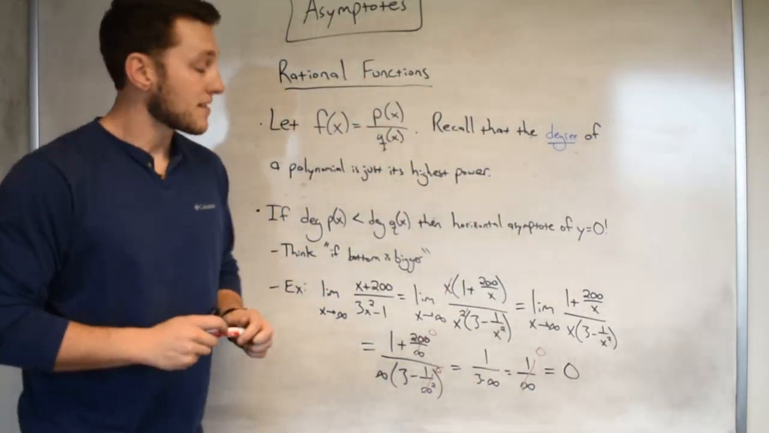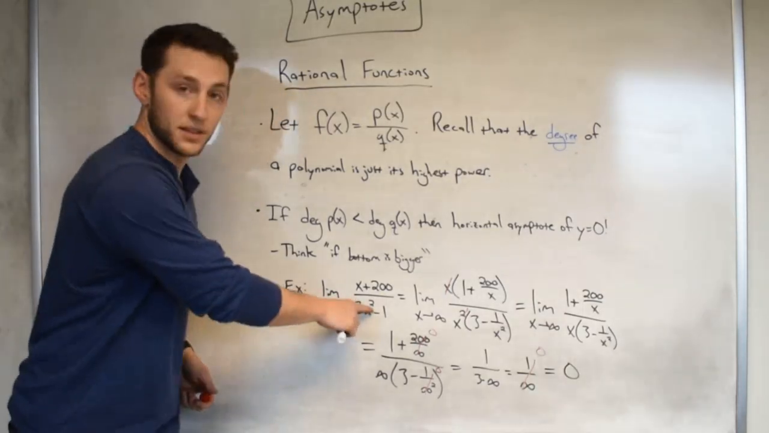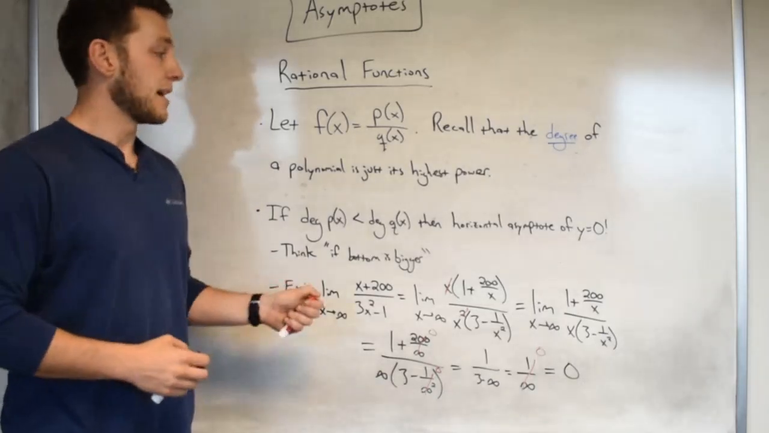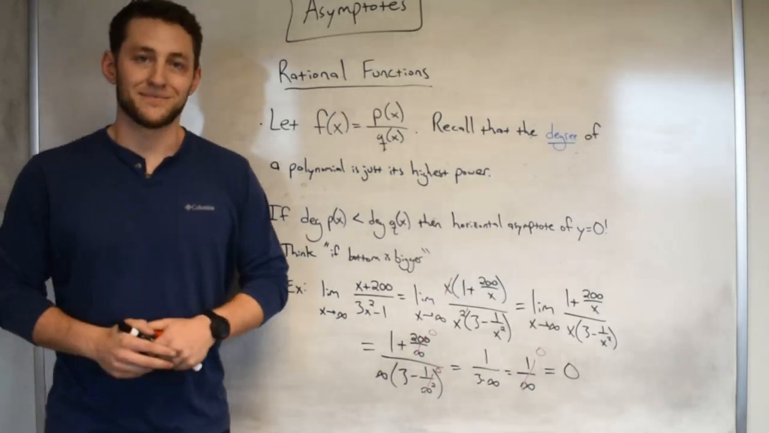Yet again, since we now have this shortcut, you just compare the degree of the bottom, 2, to the degree of the top, 1, and you could say horizontal asymptote of y equals 0. This is all just justifying it.